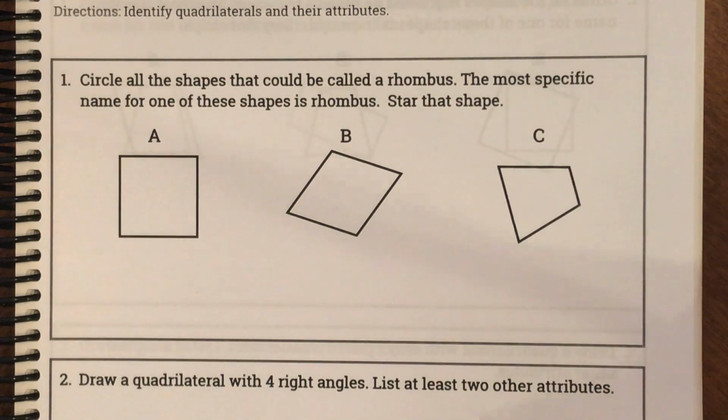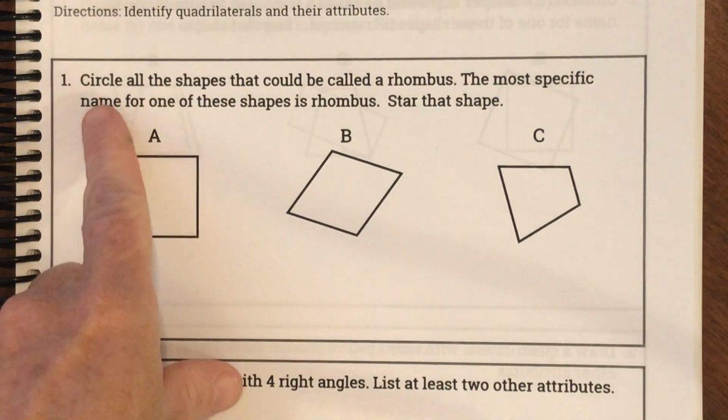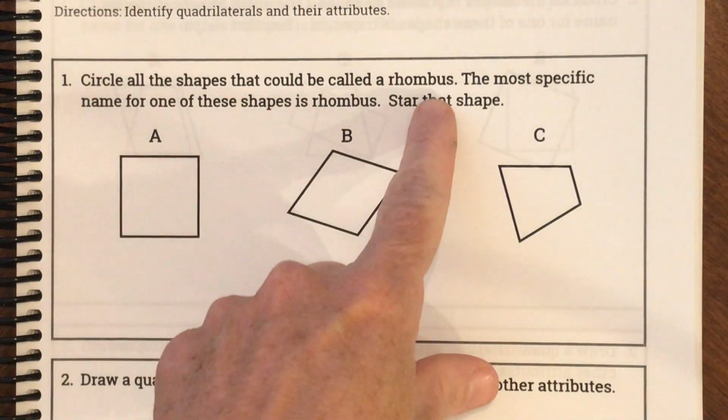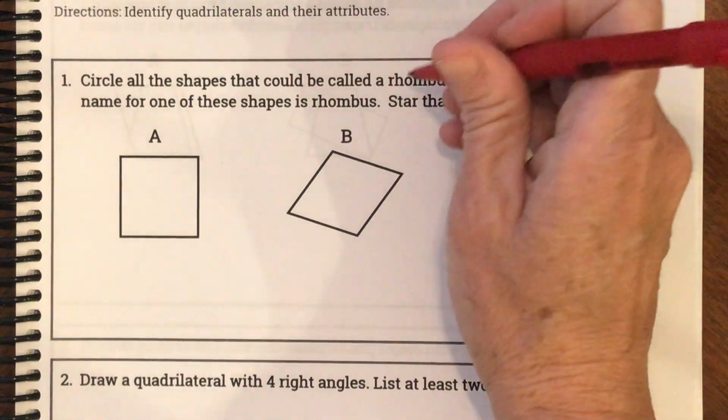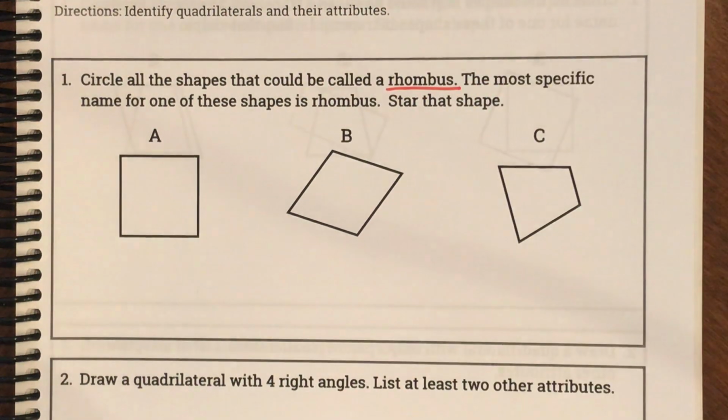Okay, I'm going to get started on my first problem. And my first problem says, circle all the shapes that could be called a rhombus. The most specific name for one of these shapes is a rhombus. Star that shape. Okay, so I'm going to do the first set of directions. Circle all the shapes that could be called a rhombus. Okay, so what do I know about a rhombus? I could use my notes to help me. I could use these to help me.